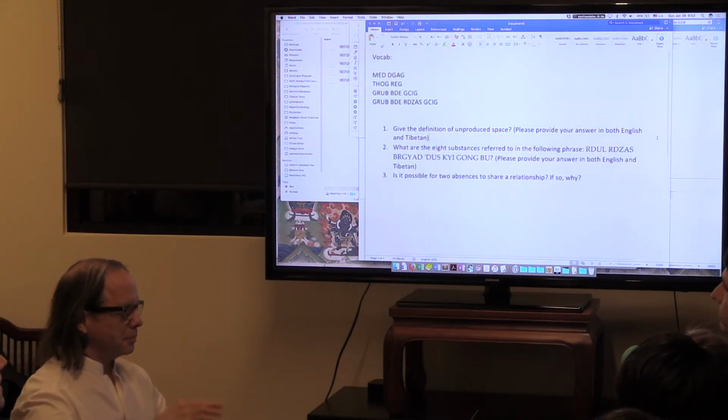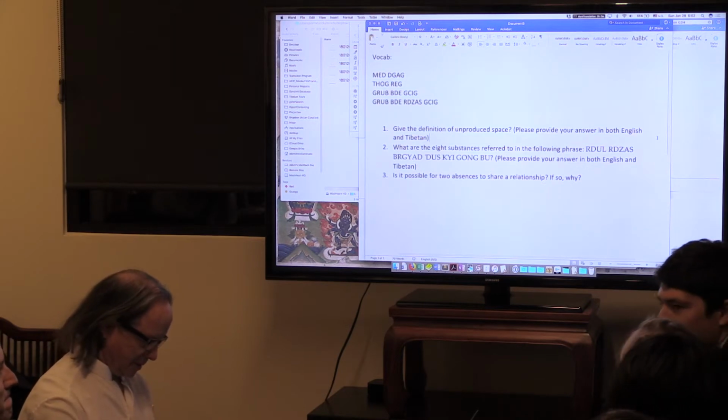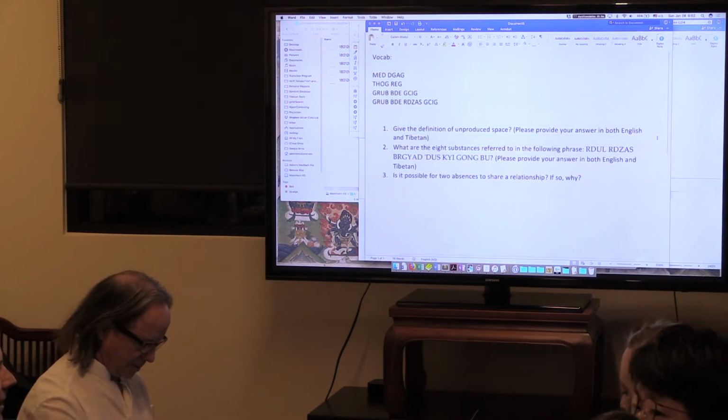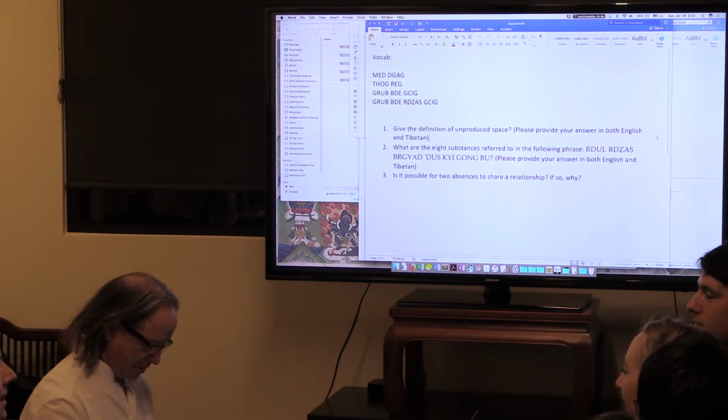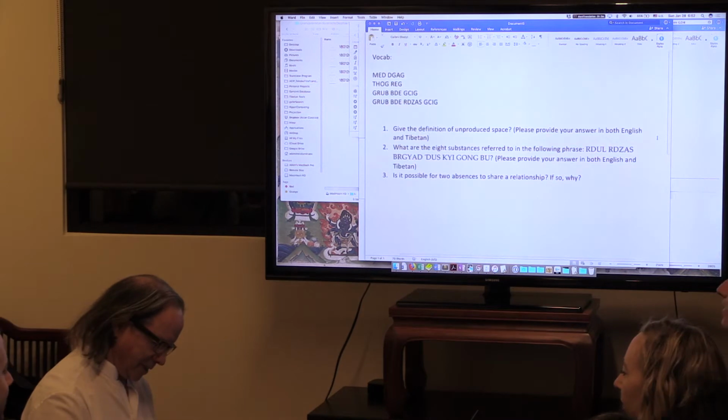Give the definition. No, you got the thing. Okay, give the definition for unproduced space: lack of obstructive material. Yeah. Wait, I want a little more clarity than that.